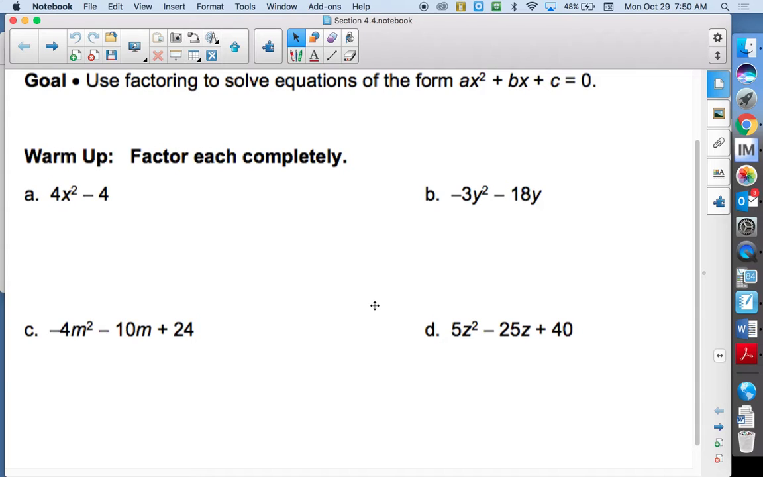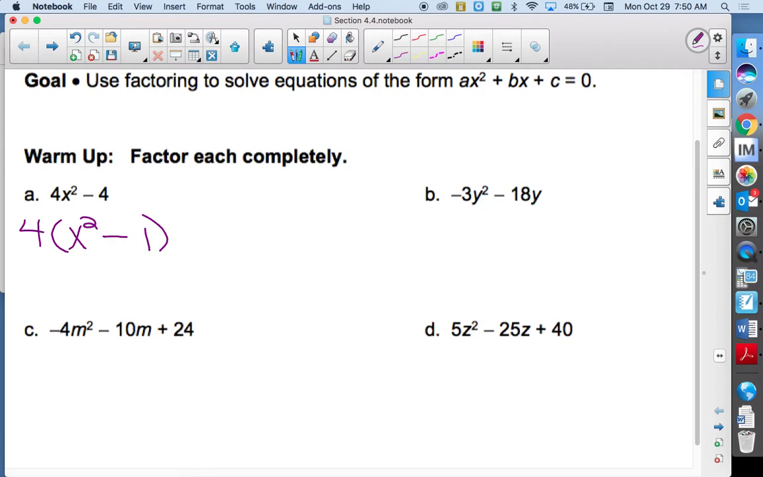Will, does the first one have a GCF? Yeah, what do they both have in common? A 4. So we'll pull that 4 out. And then Will, when you pull out a 4 and divide by 4, what do you have? So we have an x squared and a 1. Can that be factored any further? Abby? 4x minus 1, x plus 1.